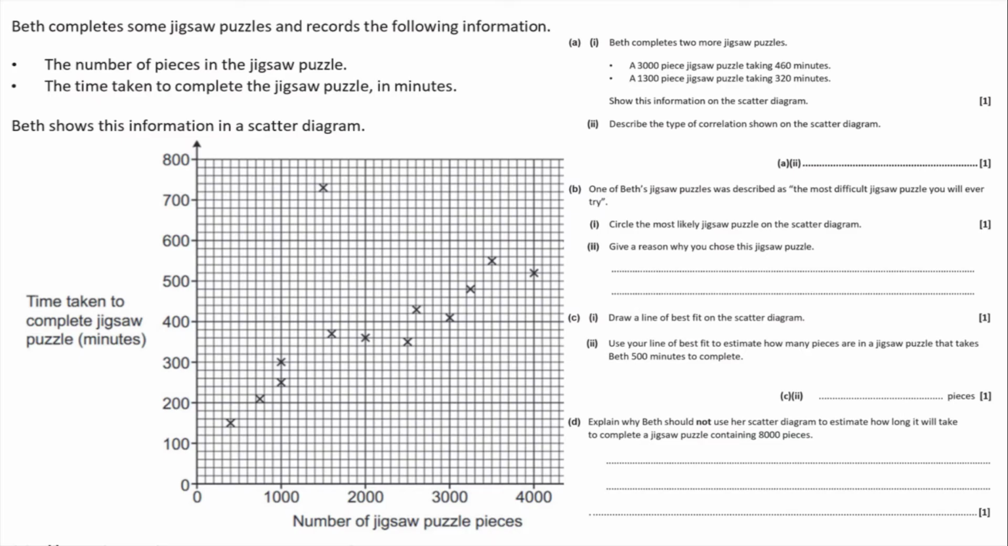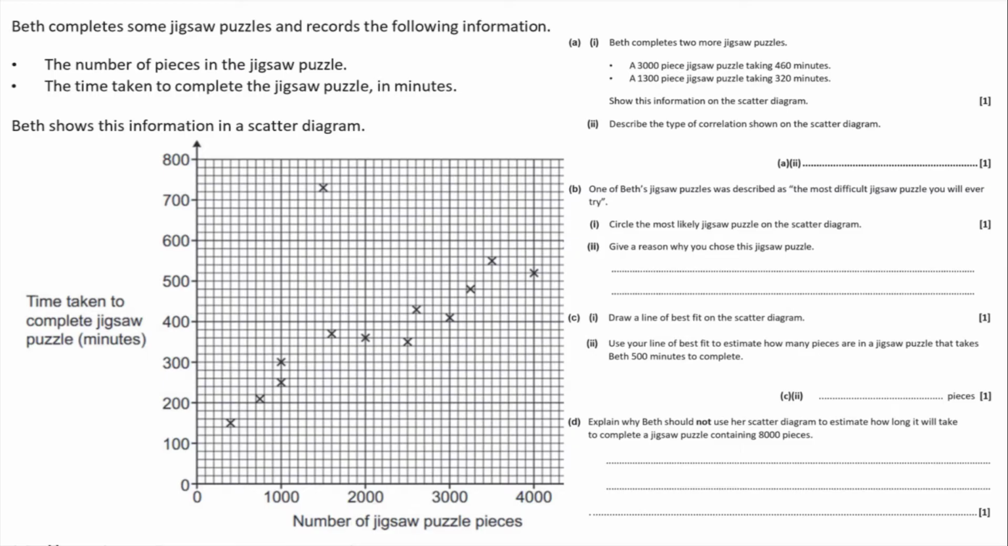Question 1. Beth completes some jigsaw puzzles and records the following information: the number of pieces in the jigsaw puzzle and the time to complete the jigsaw puzzle in minutes. Beth shows this information in a scatter diagram. So we've got the scatter diagram. You can see number of jigsaw puzzle pieces along the bottom and time taken to complete the puzzle up the side. So each cross, I guess, is a jigsaw puzzle, isn't it? How many pieces versus how long it took to complete.